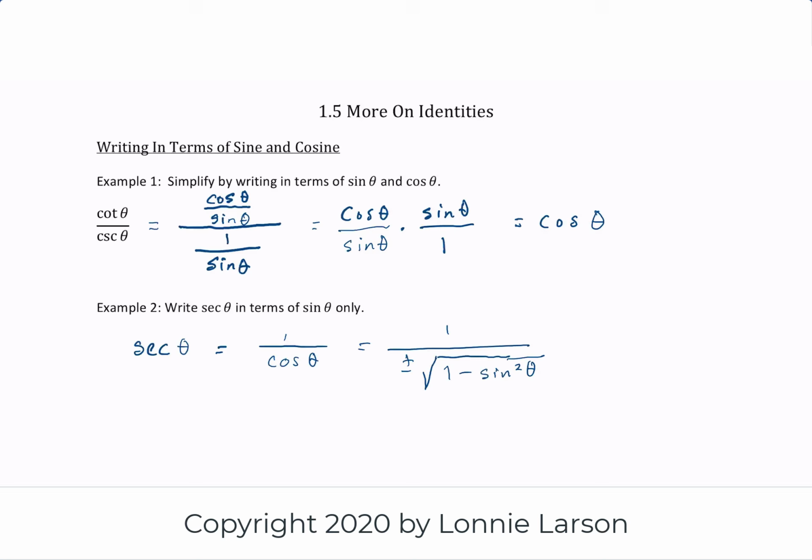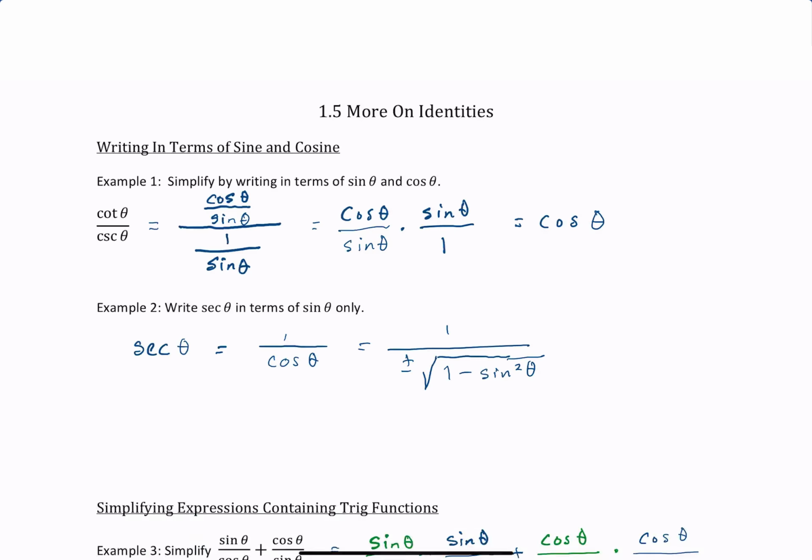5.5, more on identities. In this section, we'll do two main things. We'll work on simplifying expressions that involve trig functions, and we'll talk about verifying new identities other than the fundamental ones. An important technique is writing everything in terms of sine and cosine.